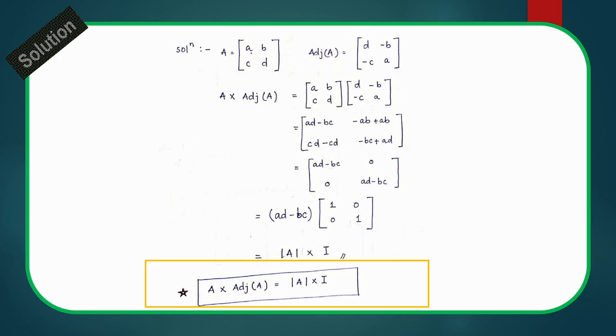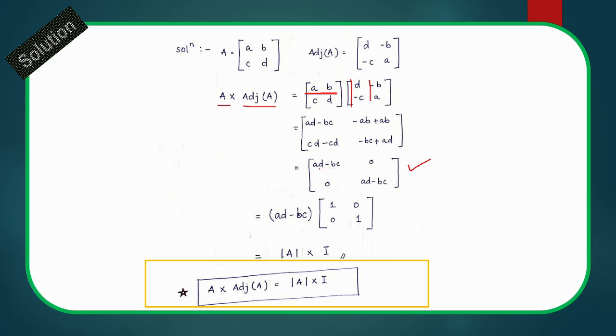So first let's take the example as A equal to [[A, B],[C, D]]. So adjoint will be [[D, -B],[-C, A]]. Let's multiply A and adjoint A. First row will be multiplied with first column, and you can see AD minus BC. Then first row will be multiplied with second column, so minus AB plus AB. Similarly, the rest of the elements can be found out. So you can see the final matrix will come as this matrix.